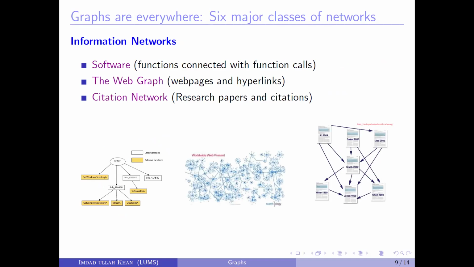Graphs have a lot of applications within software programs themselves. For example, function calls are connected: one node can be a function, and it calls another function. Recursion is beautifully modeled as a special type of graph, which is called a tree. We call it a recursion tree.